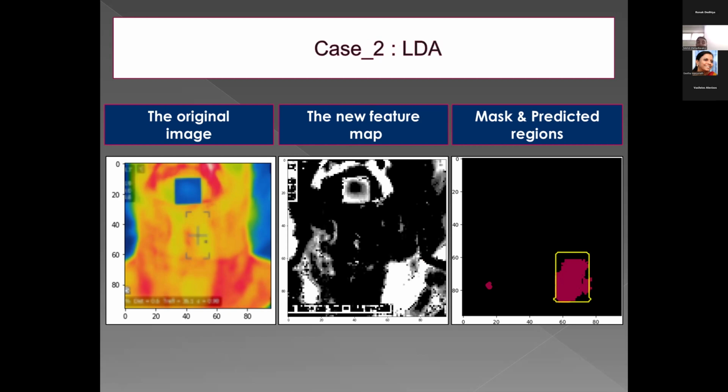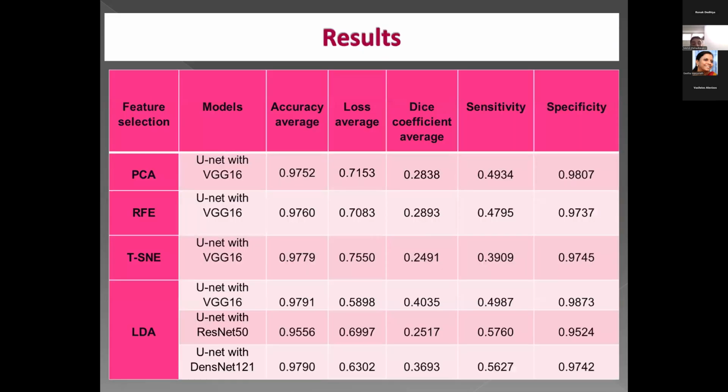And again, in this case, using the LDA method, we see a prediction that is close to the actual mask. In the corresponding feature map, we can also observe the actual area highlighted. The model achieved a high dice coefficient of 82% in this example.